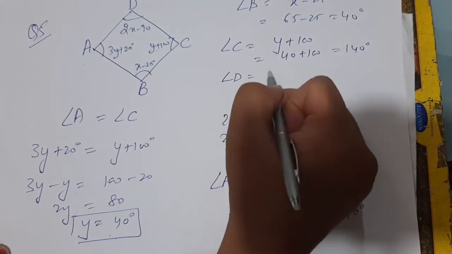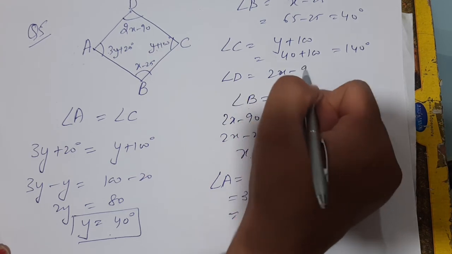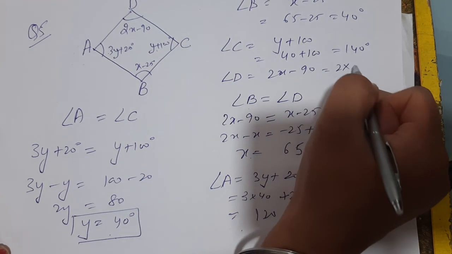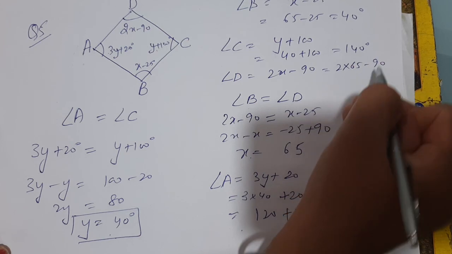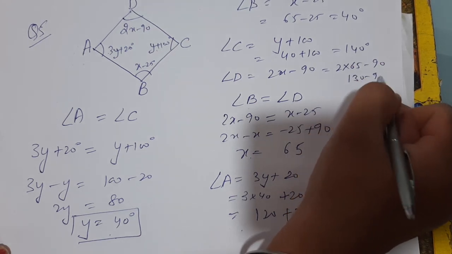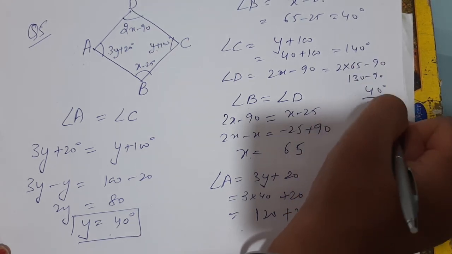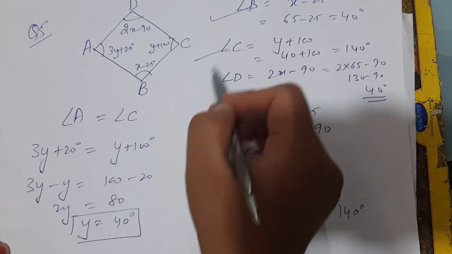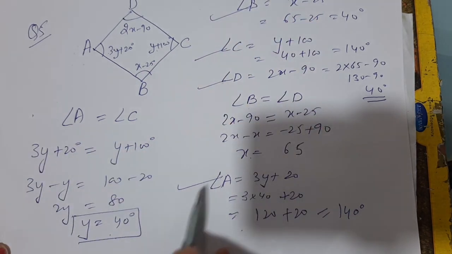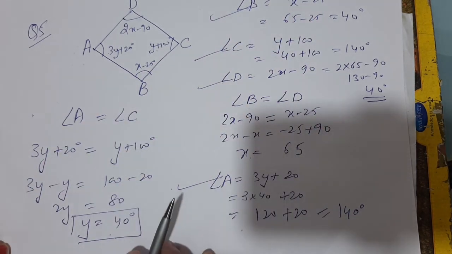And angle D, which was 2x minus 90: 2 into 65 minus 90, which is equal to 130 minus 90, which is equal to 40 degree. So, in this way, beta, we can calculate all the angles once we get the values of x and y.